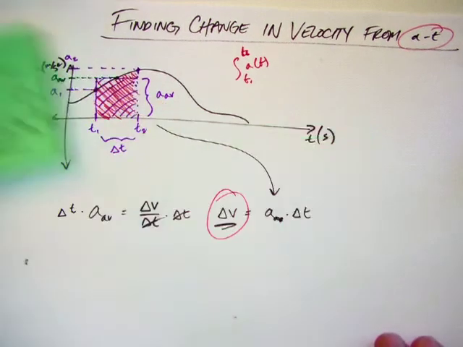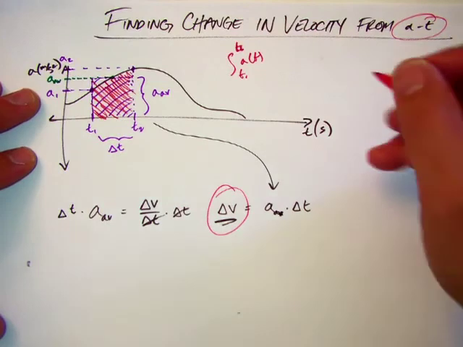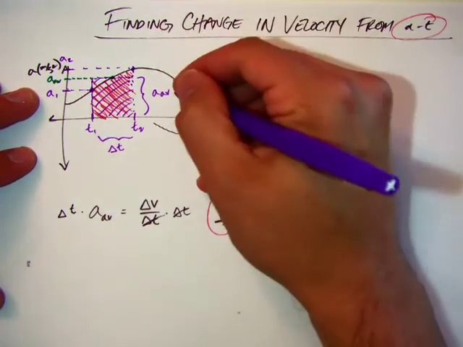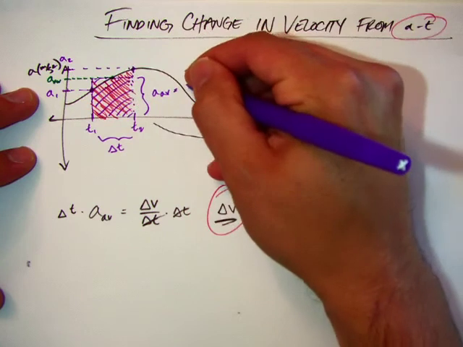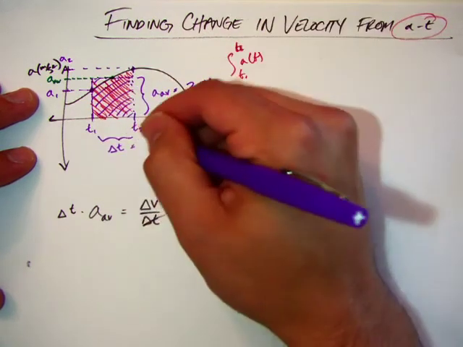And I can prove it to you further by looking at the units here. So let's just say, for argument's sake, my average acceleration here was a height of 3 meters per second squared, and my delta t was 2 seconds.